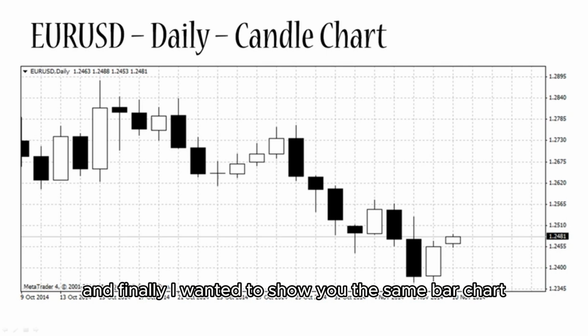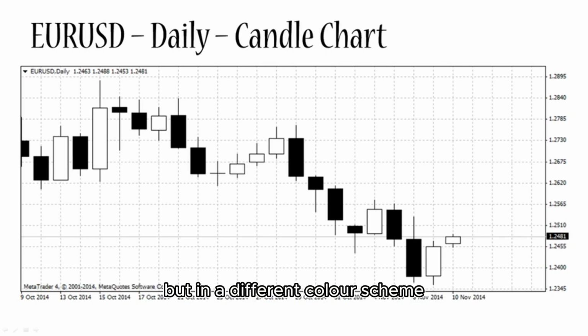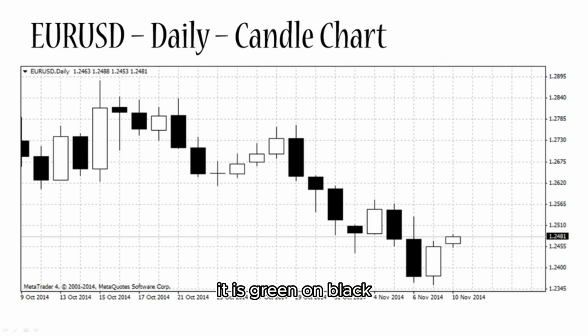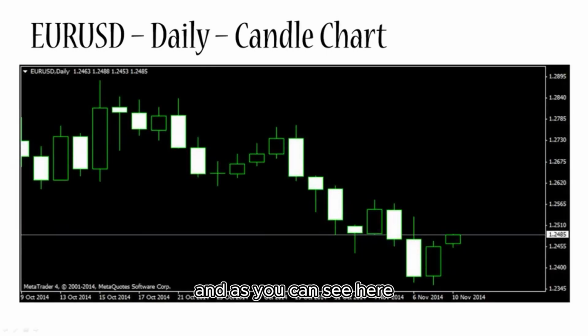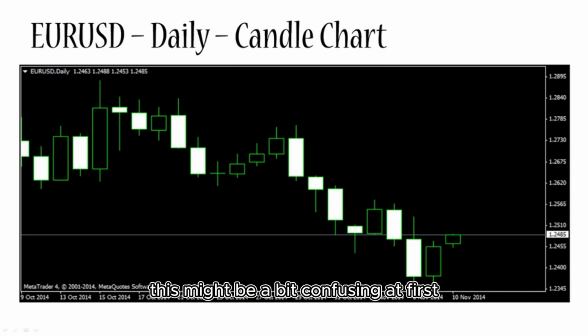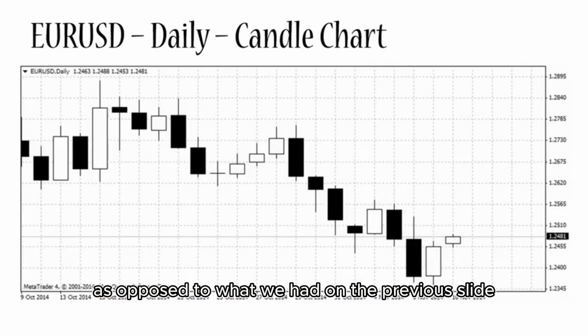And finally, I wanted to show you the same bar chart but in a different color scheme, because we will be working with MetaTrader 4, and you'll notice that by default the color scheme is different. It is green on black. So I'm just going to transform this now, and as you can see here, this is the typical MetaTrader 4 bar chart. It's got a black background and it's got black and white bars. This might be a bit confusing at first because here the black bars are bullish and the white bars are bearish, as opposed to what we had on the previous slide.